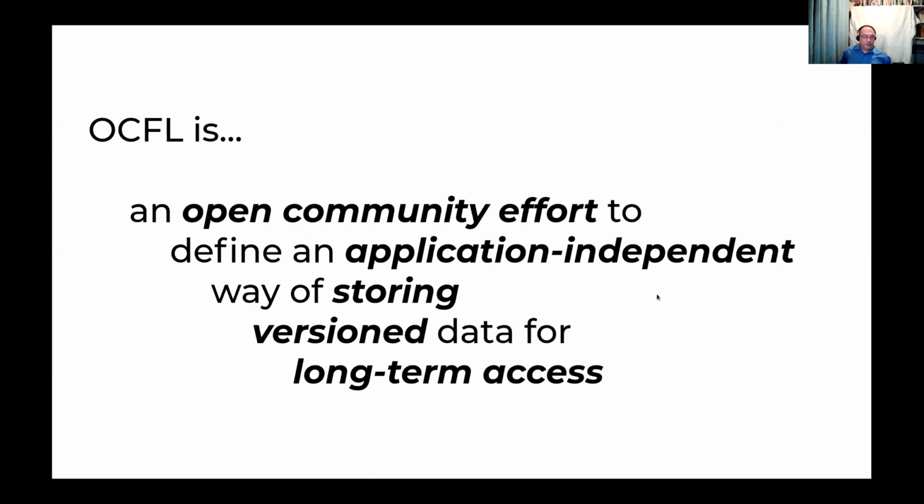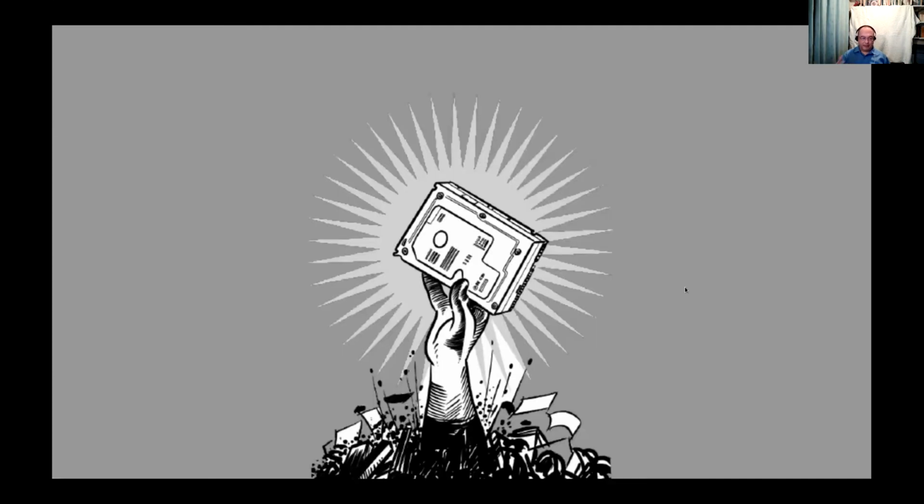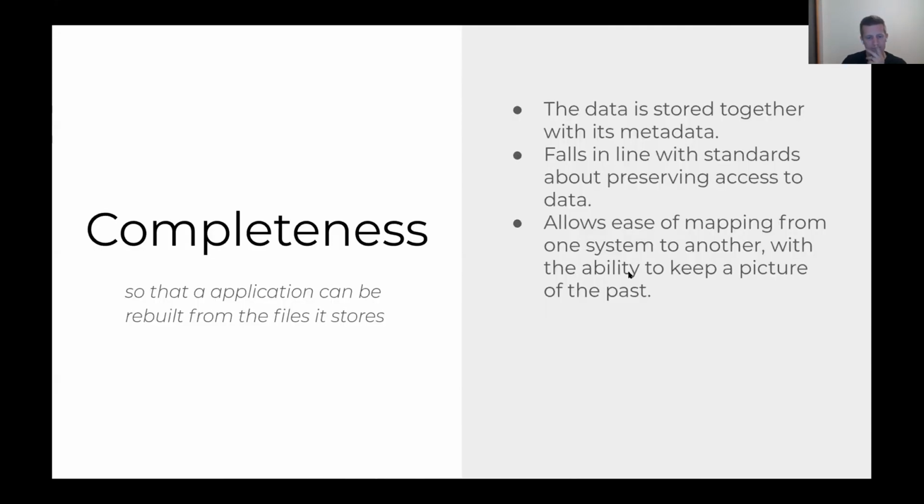So what is the Oxford Common File Layout? It's an open community effort to define an application-independent way of storing versioned data in the form of complex digital objects for long-term access. What does that actually mean? This is our logo, and the aim is really, when you've lost everything except for your storage, and you have that storage and you mount it, we would like to be able to recover as much as possible from just the structure on that storage device or server. So when the zombie apocalypse has come.